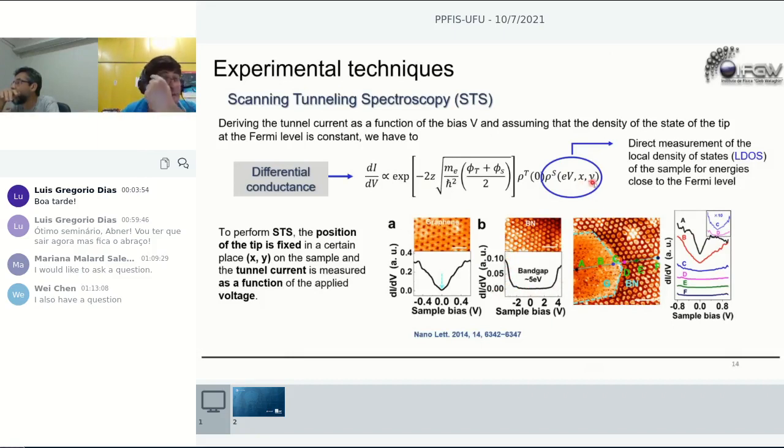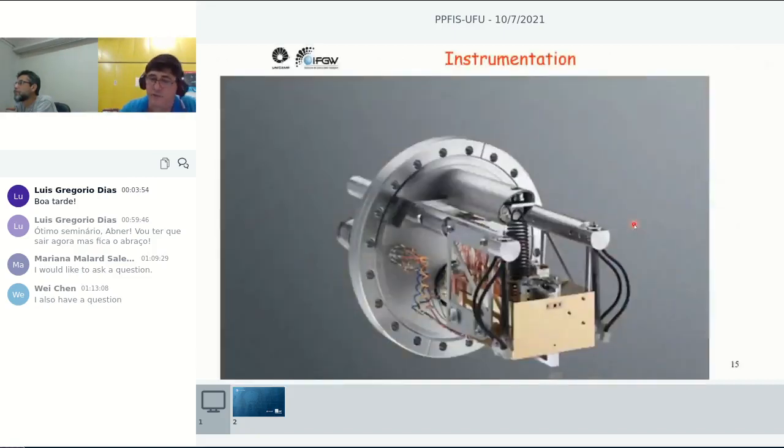And since it's very local, you can do this in the position you like. You can have, for example, in this work in the literature, they produce a heterojunction. Here is graphene, here is HBN, and depending where you are measuring, you see different answers, different local density of states, and it would be very interesting to see effects of the edge of these materials. Here, for example, the formation of a kind of lateral heterojunction.